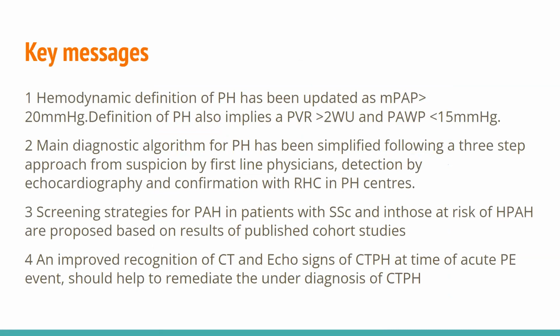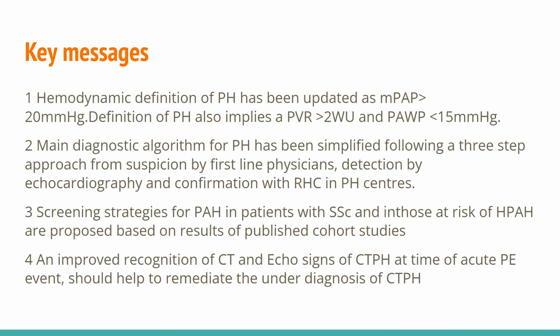So the take-home message or key message from this updated guideline is that the hemodynamic definition of PH has been updated as mean pulmonary artery pressure of more than 20 millimeters of mercury at rest. The definition of PH also implies that the PVR is more than 2 Wood units and the pulmonary artery wedge pressure is less than 15 millimeters of mercury. Hence, the hemodynamic classification of pulmonary hypertension comes into the picture.